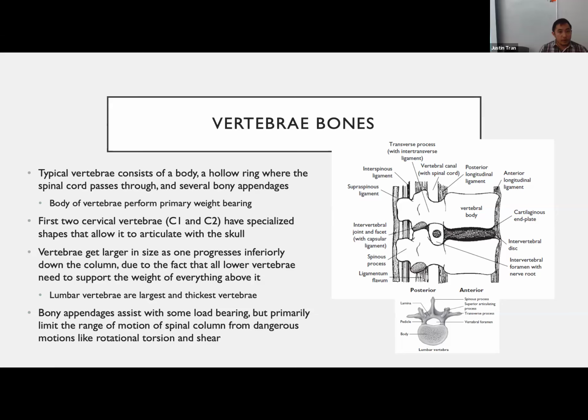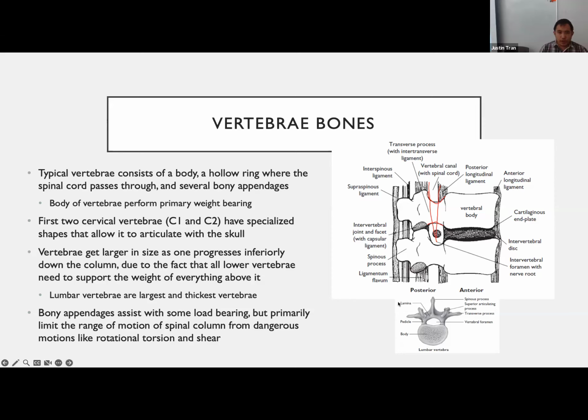Okay? There's a hollow ring. So there's a ring that is basically hollow. This is where the spinal cord passes through, right? You can see a side view here a little bit better. The hollow ring for these vertebrate bones is basically right here, okay? And then you can see the spinal cord pass right through the middle of that ring. So you can see that the vertebrate bones surround the spinal cord on all sides. So it's typically very well protected, okay?